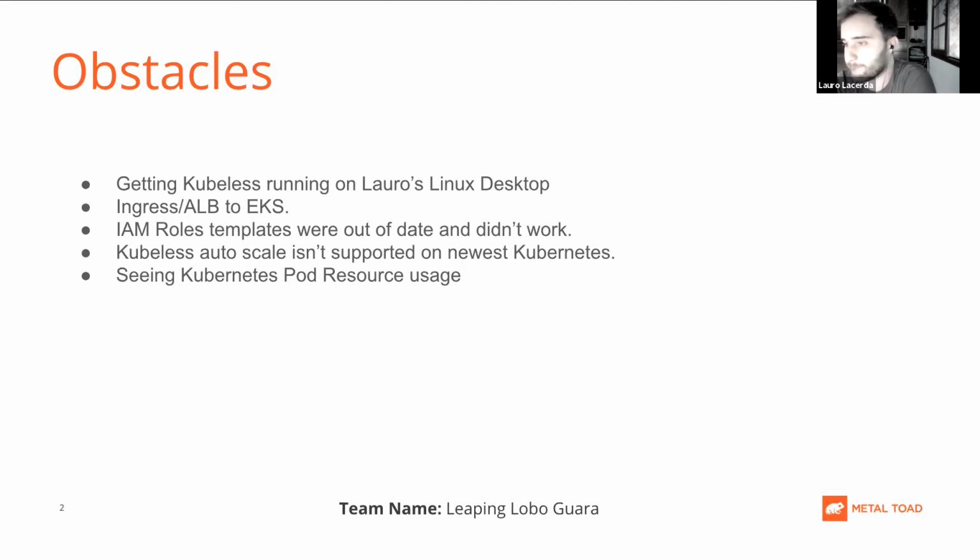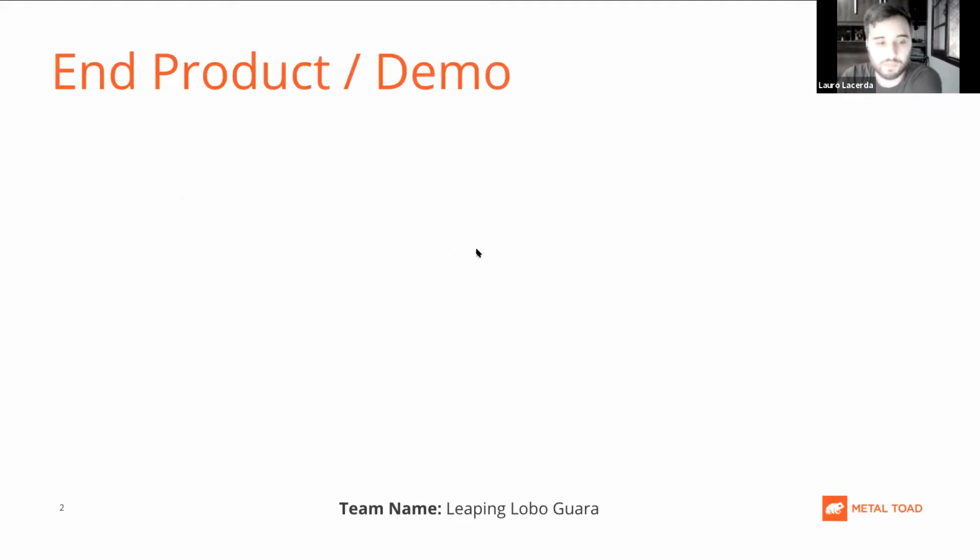And yeah, the Kubeless functions don't autoscale. I think it's because it's not supported on Kubernetes, so we had to use the kubectl command to autoscale our functions. And the last obstacle was to see Kubernetes pod resource usage, but we got it to work on Datadog.